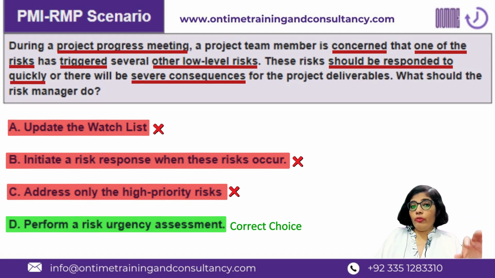Right? And over here, you are not supposed to be dealing with the principal risk only. You are supposed to be dealing with the cascaded risks as well, because those have been triggered as well. Right? So dealing with those risks as well as the principal risk, and in an urgent manner, is exactly the expectation over here. I hope you like this explanation. D is the correct answer.